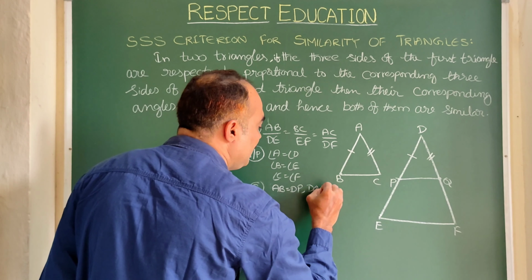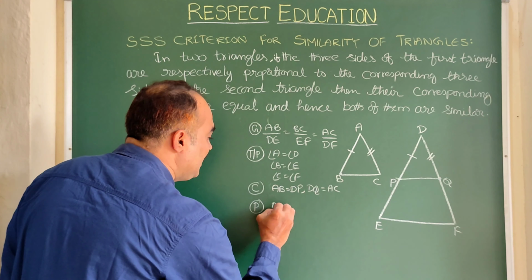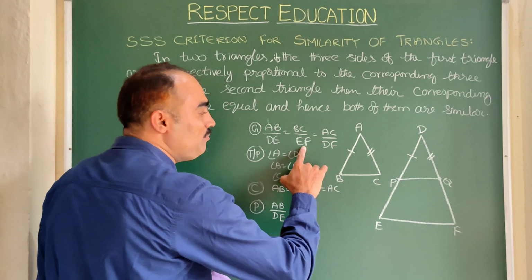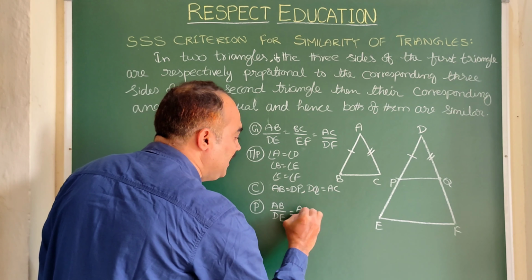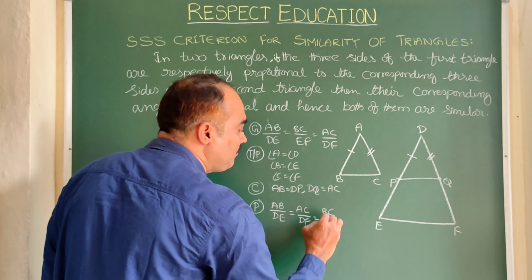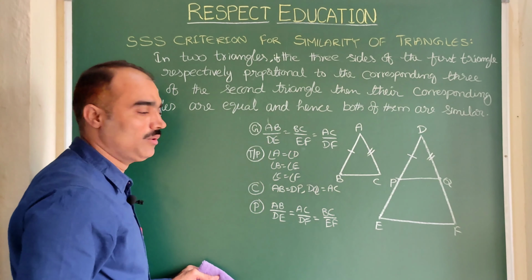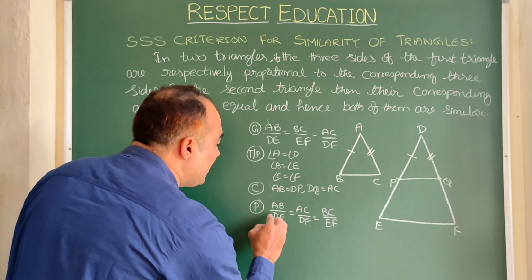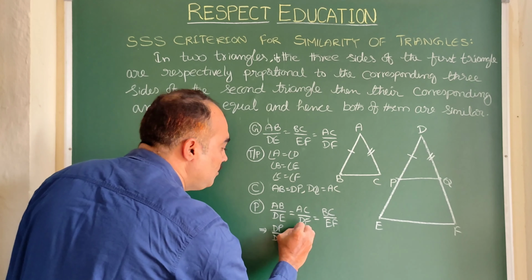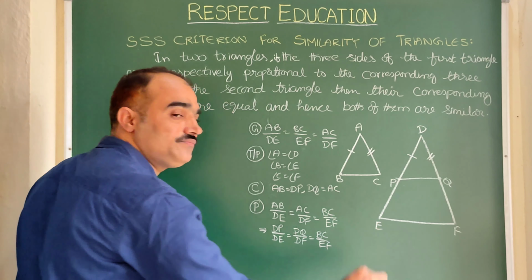Now we enter the exact proof. When you enter the proof, you have to go to the given condition. Here the given condition is AB by DE is equal to AC by DF, and then BC by EF. Of course all are equal, so we can alter the order. So no problem. Here let us replace AB with DP by DE, AC with DQ by DF, and BC by EF as it is.